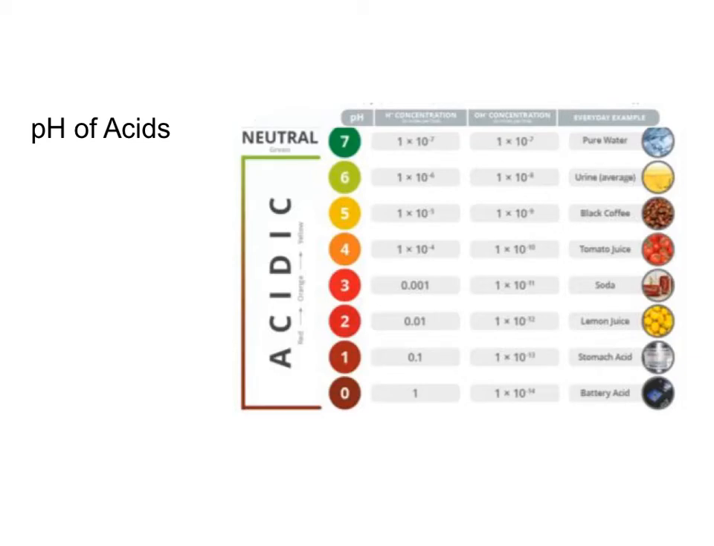Now, we're not going to do these calculations, but the common calculation is pH is equal to the negative log of the concentration of H3O plus. So if I wanted to find the pH of, say, tomato juice, I would take the negative log of the concentration of tomato juice, which is 1 times 10 to the minus 4. So in this case, when I plug this into my calculator, I would get a pH of 4.